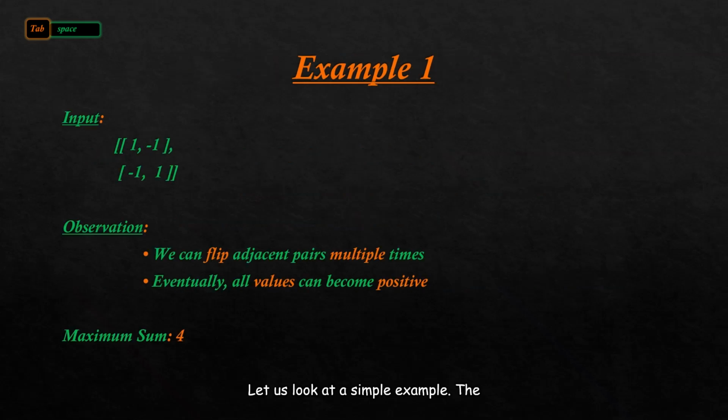Let us look at a simple example. The matrix contains two positive ones and two negative ones arranged diagonally. By repeatedly flipping adjacent pairs, we can effectively move negative signs around the matrix. With the correct sequence of operations, all values can eventually become positive. As a result, the maximum achievable sum is 4. This example hints that adjacency is not a major obstacle when used cleverly.